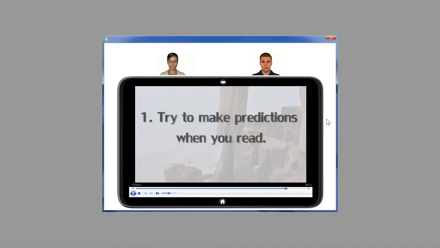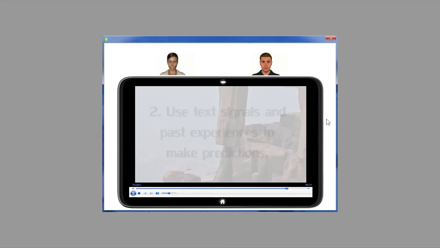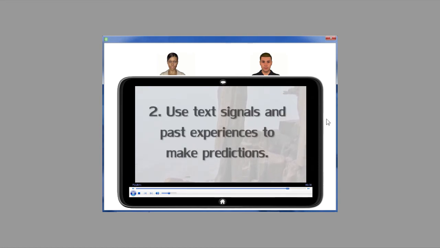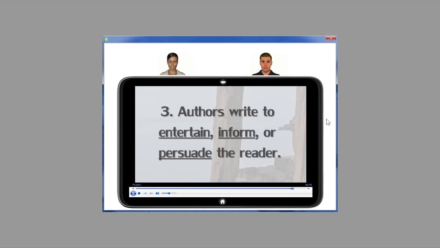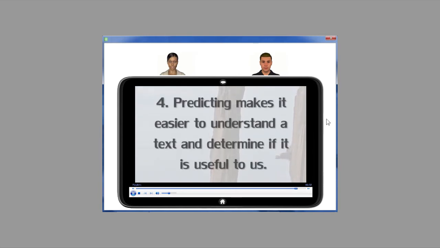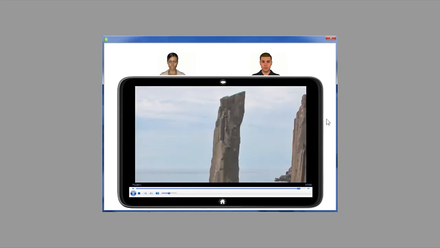1. Try to make predictions when you read. 2. Use text signals, such as titles, subtitles, images, and captions, as well as past experiences to help make predictions about a reading. 3. Authors write to entertain, inform, or persuade the reader. Remember that authors can also have more than one purpose for writing something. 4. Although it may be difficult at first, predicting while reading makes it easier to understand a text and determine if the text is useful to us.